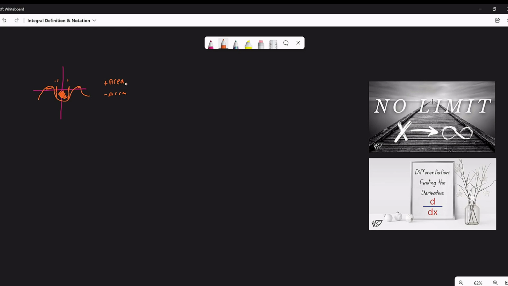Now, what do we really mean when we say the area above or below the curve? Well, it's actually the limit. Remember, we got to reference limits. The limit of the Riemann sums. And now you're probably wondering, what are Riemann sums? Well, Riemann sums are rectangles we would use to approximate the area under a curve.